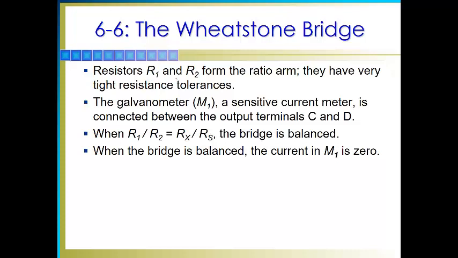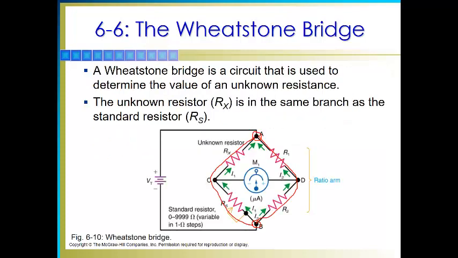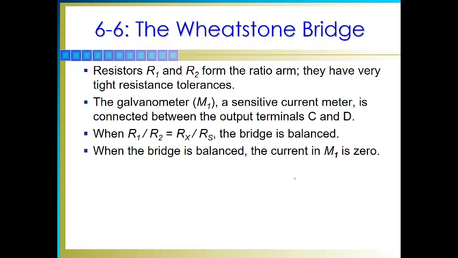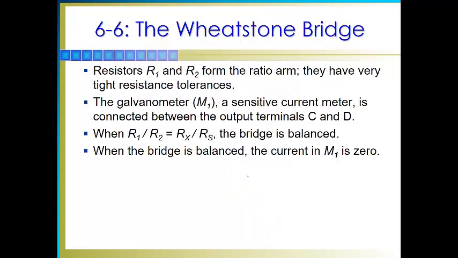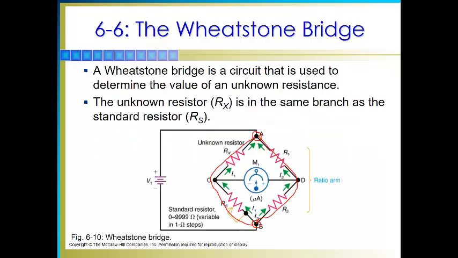So the resistors R1 and R2 form a ratio arm right here. We can do a ratio here, and I will explain what it means in a few minutes. So the galvanometer M1, which is this meter right here, is a sensitive current meter. It's connected between the output terminals C and D. As you can see, this is just a meter, okay? Here is a meter that you can connect between this point and this point.